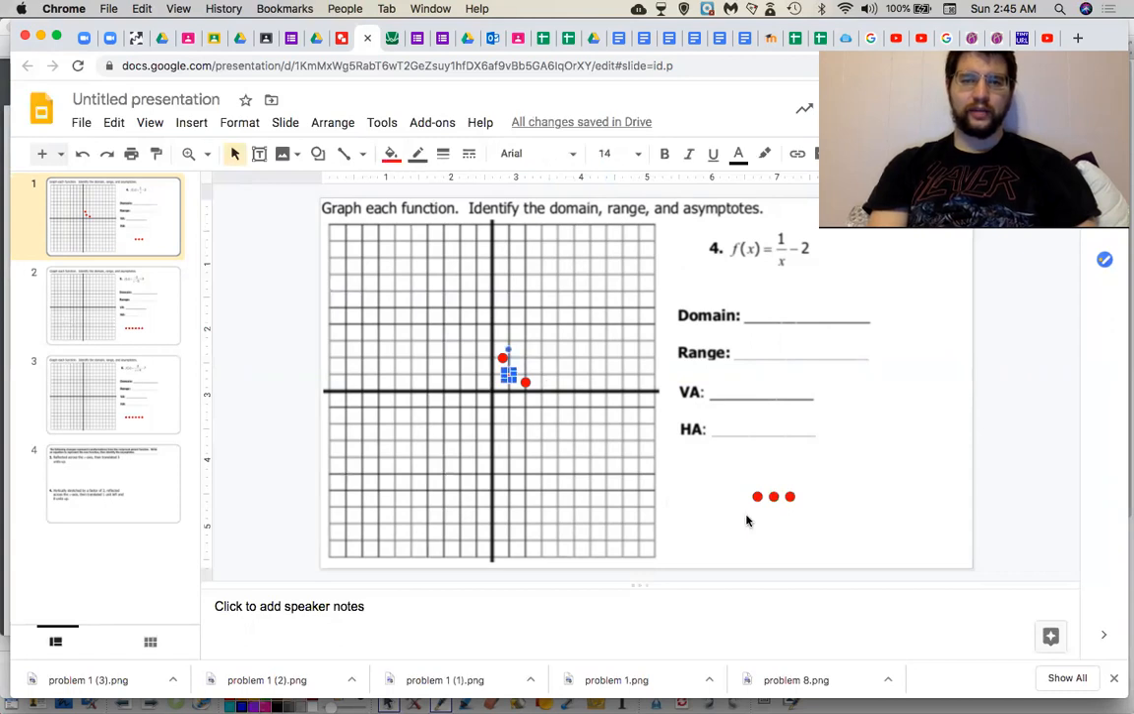Now, if you just use your arrow keys, it's going to jump a lot. If you hold shift while moving your arrow keys, it makes it easy to get it right where you want it. And of course, these do not have to be perfect.